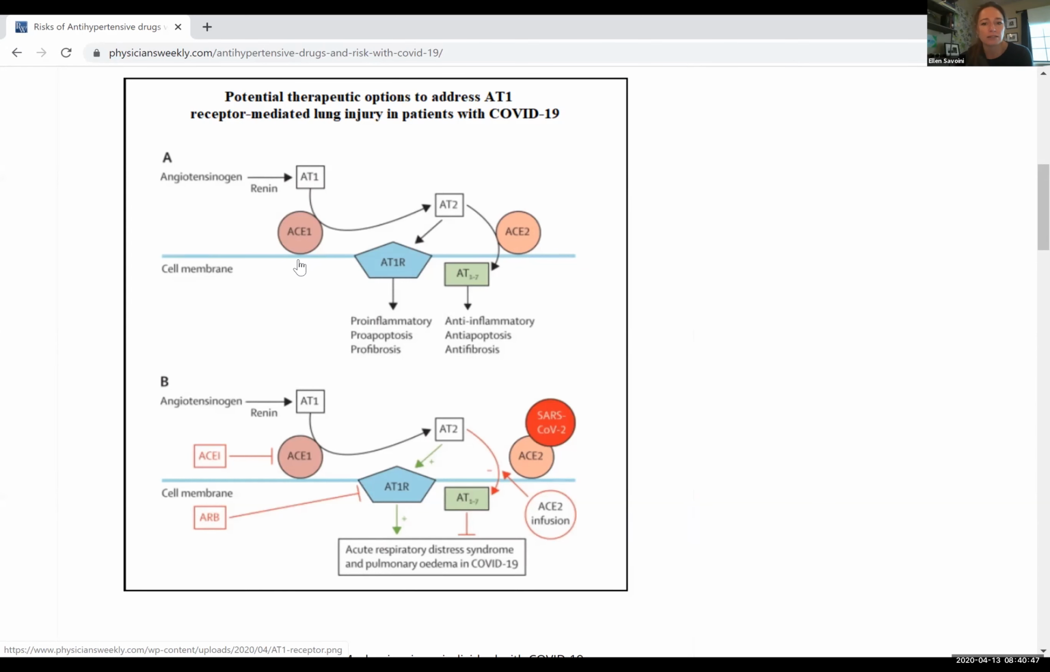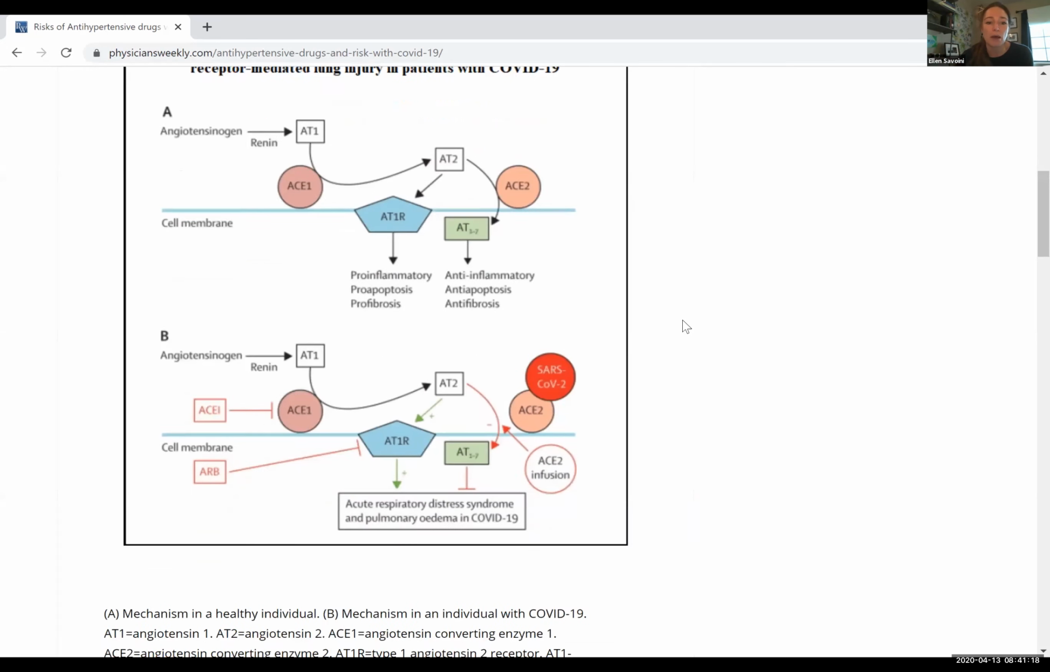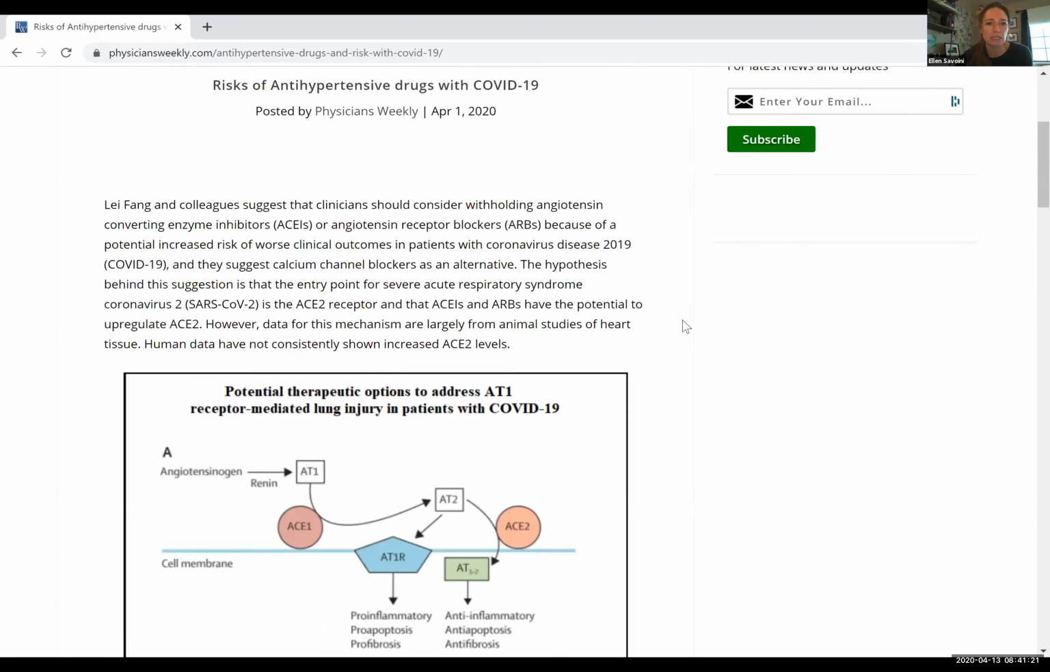However, in B, notice if you have SARS-CoV-2 or some variation, which COVID-19 indeed is, notice the very bottom rectangle: acute respiratory distress syndrome and pulmonary edema in COVID-19 patients. How it's working is actually through this AT1R. See where the blue pentagon is? That's the thing I circled on my other blue slide, but it's actually how COVID is working. So they're concerned about patients. The first sentence says clinicians should consider withholding angiotensin converting enzyme inhibitors or angiotensin receptor blockers because of a potential increased risk of worse clinical outcomes in patients with the coronavirus.